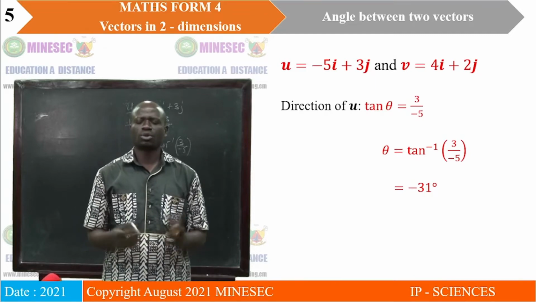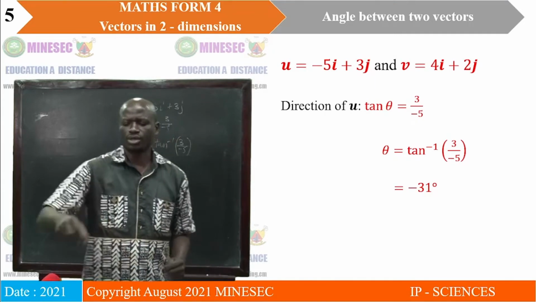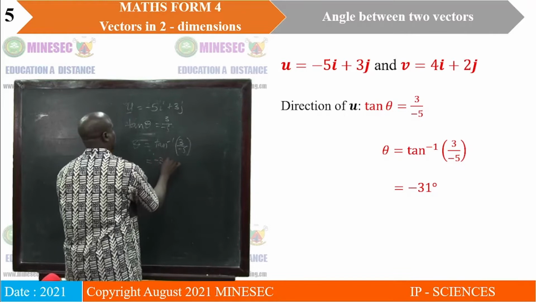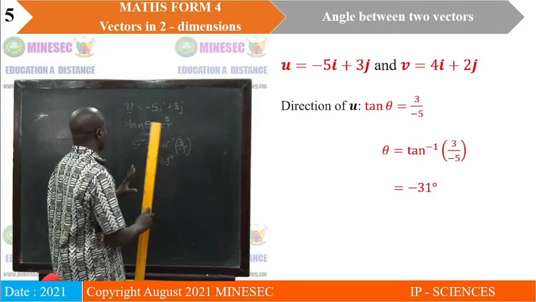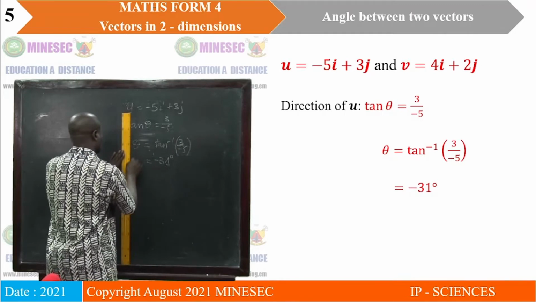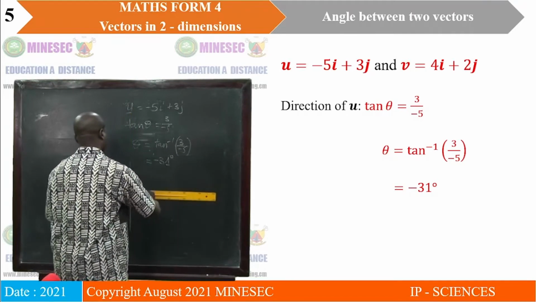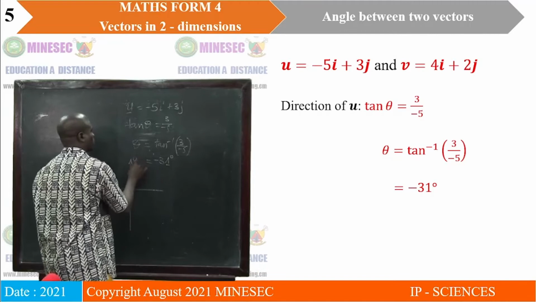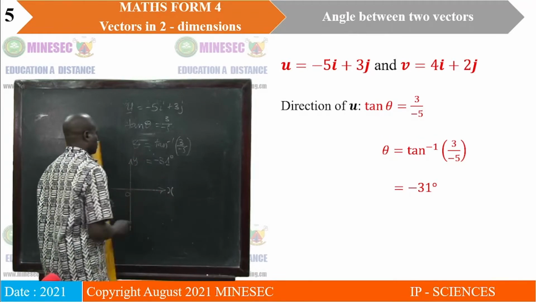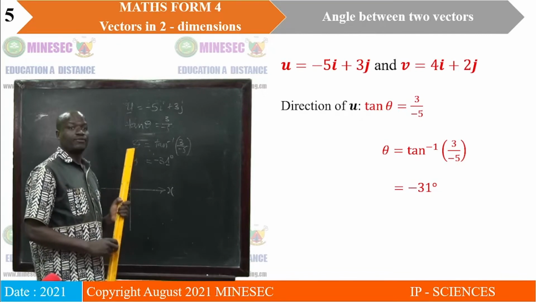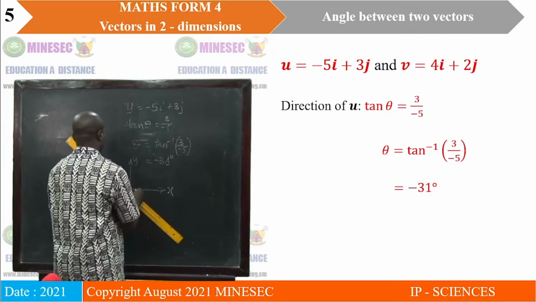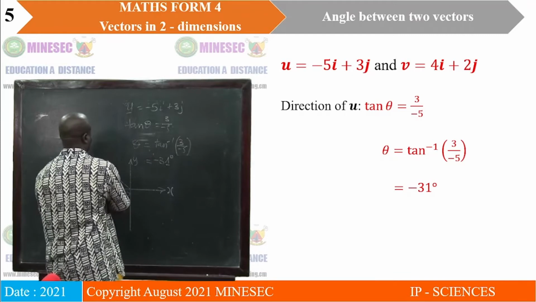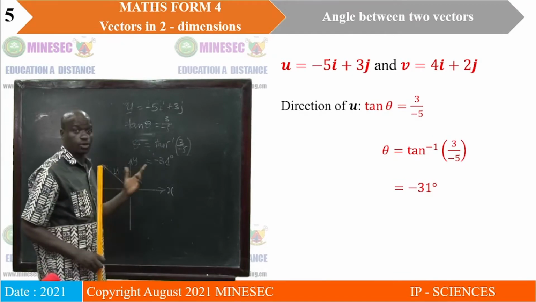But that angle looks a bit strange, negative 31 degrees. What does that mean? Let me explain something. So we've obtained it as negative 31 degrees. And this is the idea. When we have our Cartesian plane, that vector u, we already saw that it was in this region. It is found here. This is where vector u is found, in the second quadrant.